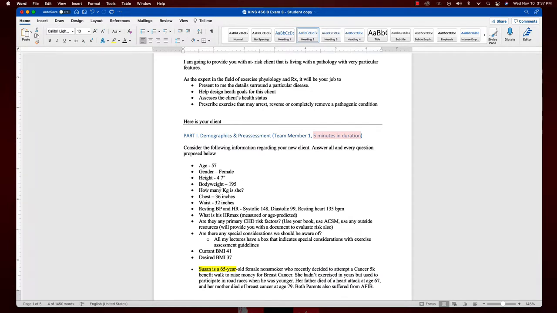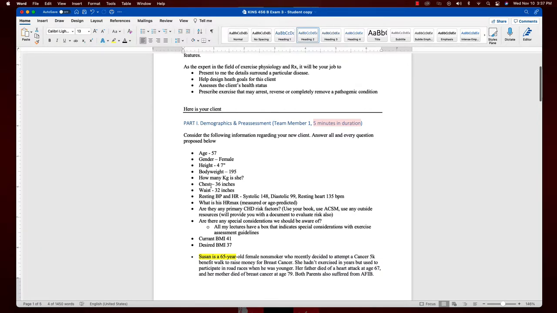I'm going to ask you to convert that to kilograms. How many kilograms is she? Her chest circumference is 36. Her waist circumference is 32. Her resting blood pressure and heart rate are as follows: systolic 148 over 99, resting heart rate 135 beats per minute. This should jump out right away, and you should be like, oh, wow, that's pretty high. Yes, you're right. It's pretty high.